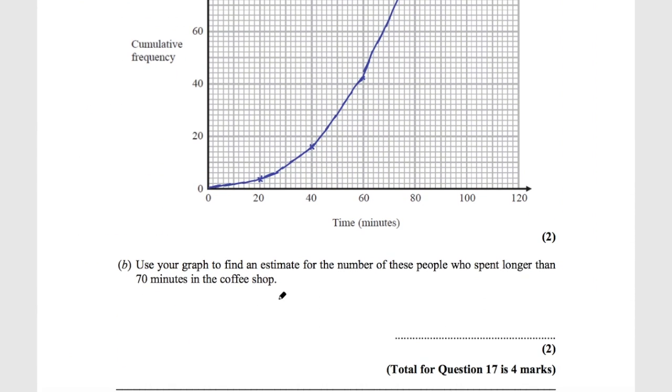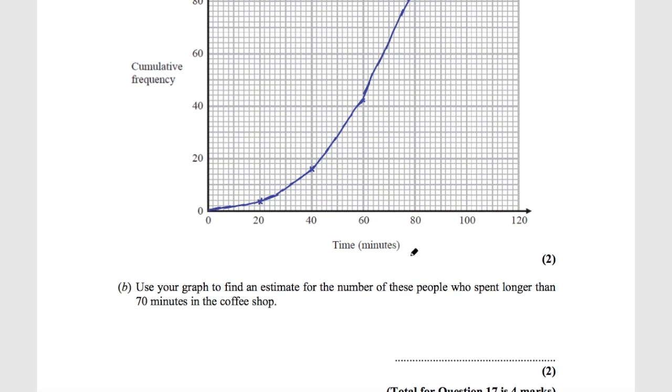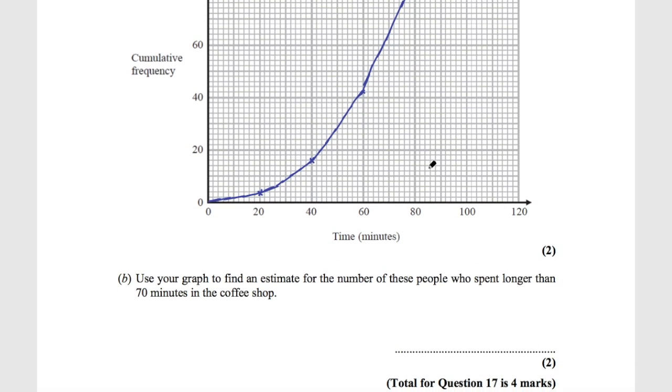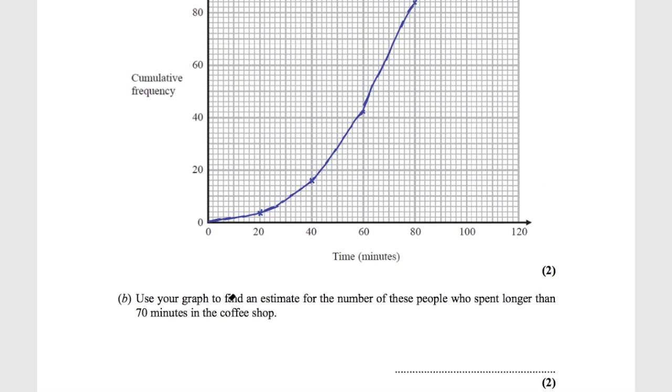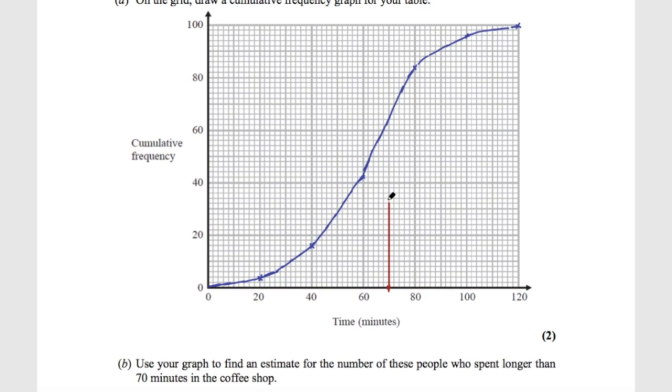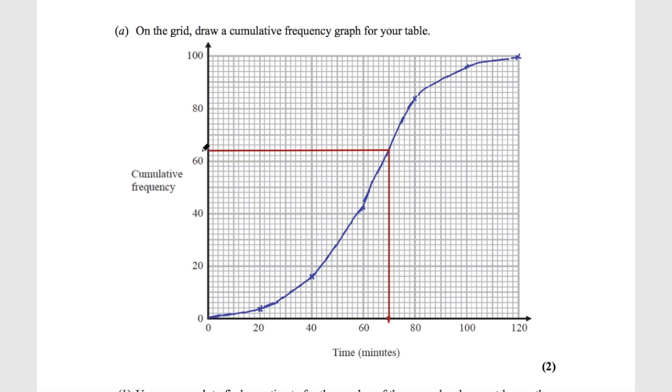Okay, so part B says use your graph to find an estimate for the number of people who spent longer than 70 minutes in the coffee shop. Okay, so on a cumulative frequency graph, they often ask you to find estimates. So we need to find 70 minutes on the time axis, that's here. And then we need to go up to the graph, ruler the line up to the graph, and then go across to the cumulative frequency and see what that time equates to on the cumulative frequency. In this, on my graph, it's about 64.